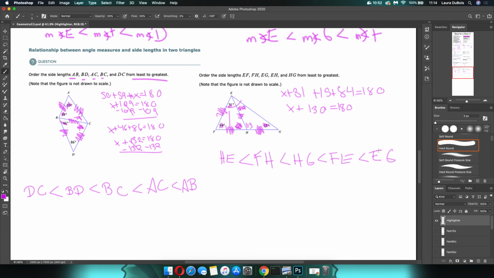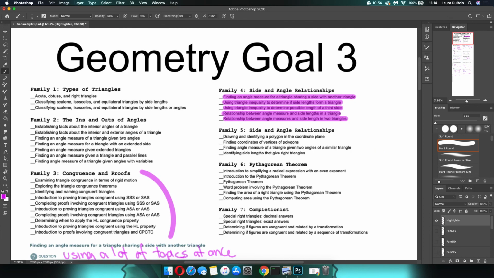So Ms. Dubois stumbled at the end there and embarrassed herself, but that is everything you need to know for Family 4. Next up, we're going to talk about all of this with the coordinate plane.